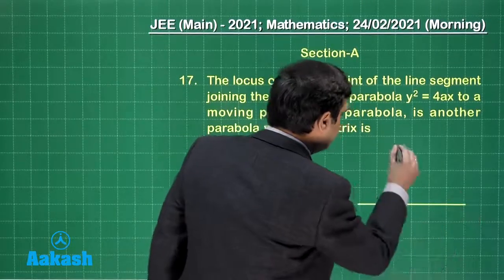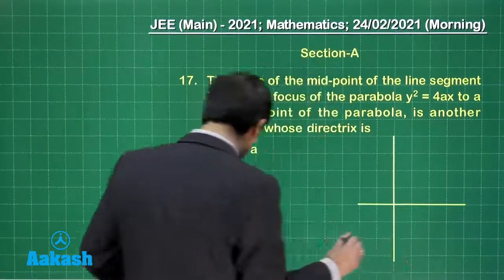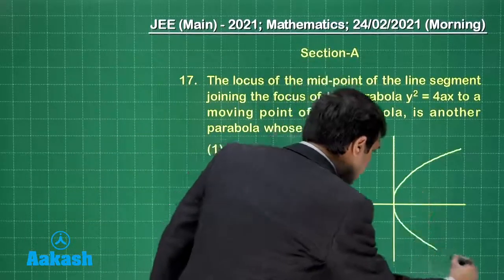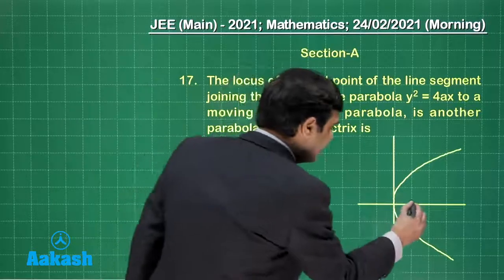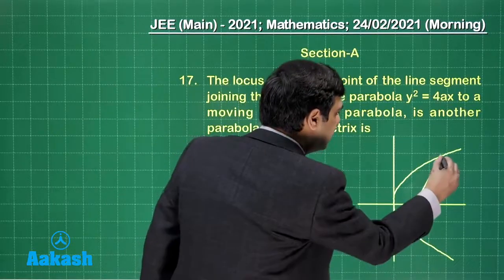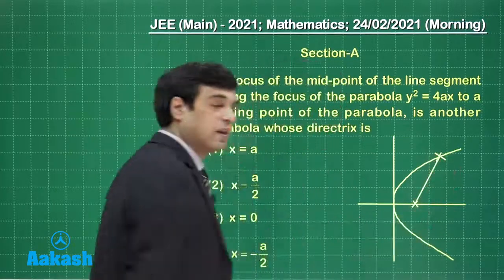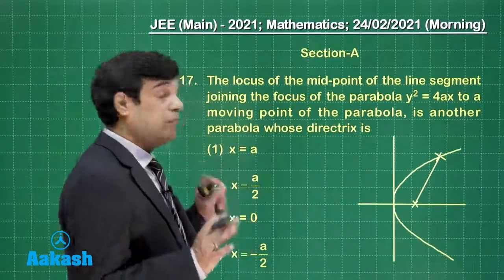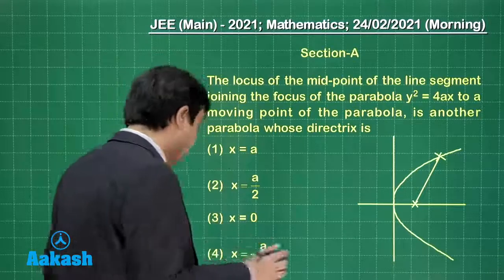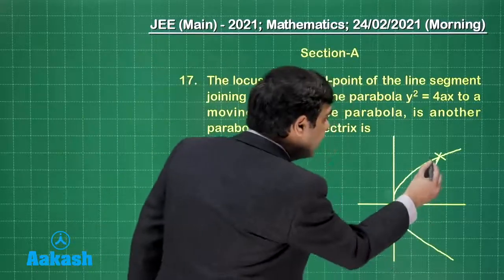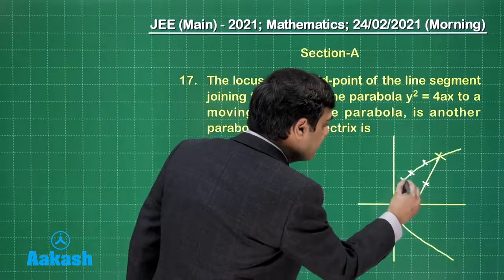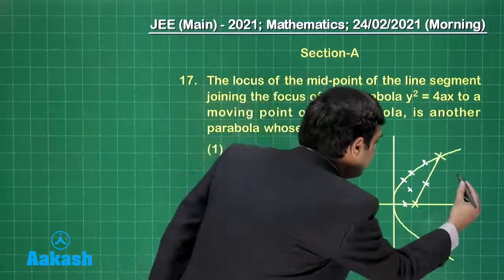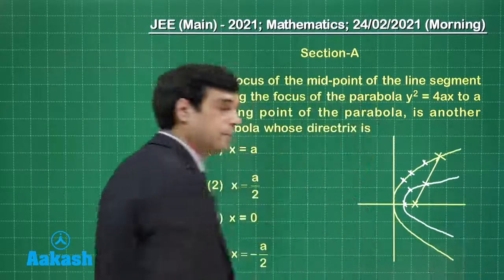Let's consider the coordinate axis, then a parabola, right? Now let's consider the focus here, join it with a moving point like this, correct? Now the question is saying we need to find the locus of the midpoint. Clear? Midpoint meaning this point will be moving like this. So here you will observe the midpoints like this. So we observe this parabola will be of this kind.